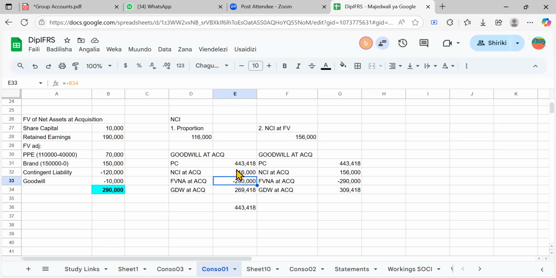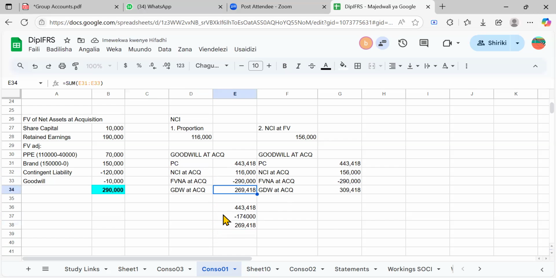For proportionate, we could have just said, I have my purchase consideration at 443, and I don't add NCI at all. On the fair value of net assets, which was 290, I would have just multiplied by 60 percent. If you do it, you would find the same thing: 269, 418, just like here.